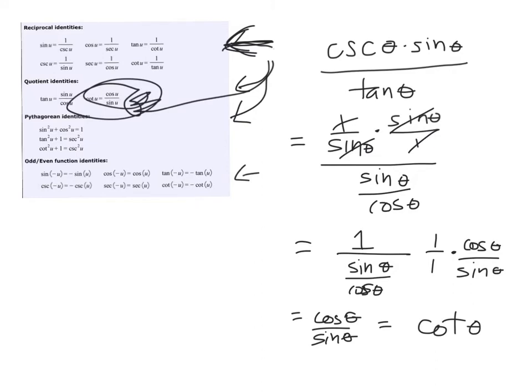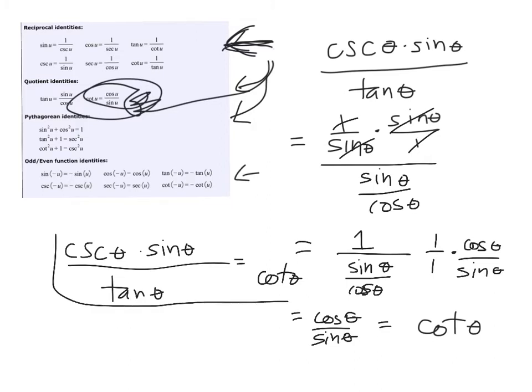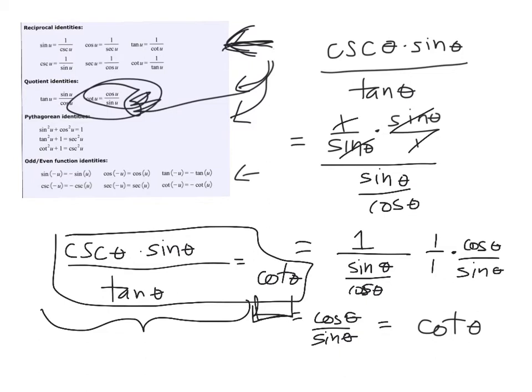So cosecant of theta times sine of theta over tangent of theta is all equal to cotangent of theta. So I think it's interesting how everything over here, with all that, is simply equal to this part over here. And sorry about being unorganized, but we're going to practice this more in the next problem.